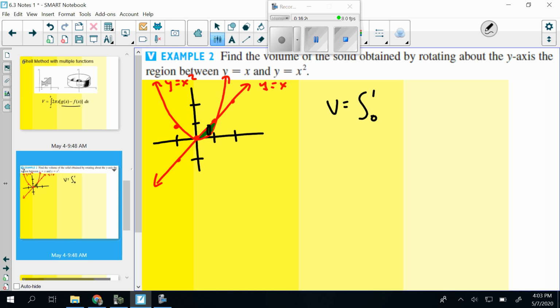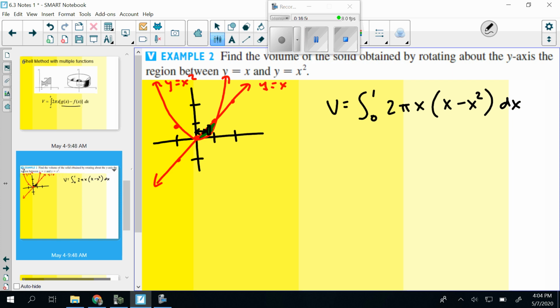We need our circumference. If we took a representative cut of that, the radius there is x, so we got 2 pi x. The height of that would be the function height. So here, the height of that, you have to subtract those two. So it'd be the one on top, x, minus the one on bottom, x squared. And then our thickness would be dx.